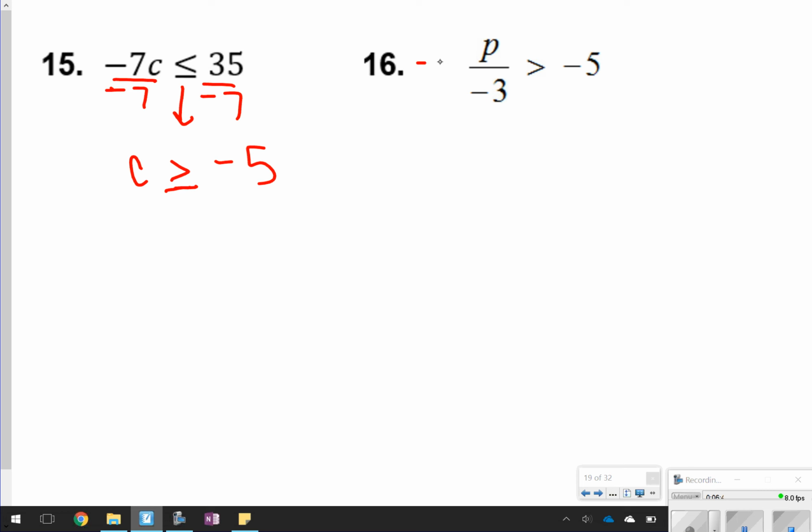Same thing here. I'm going to be multiplying by -3 to find my answer. So my inequality sign will be flipped. P is less than +15.